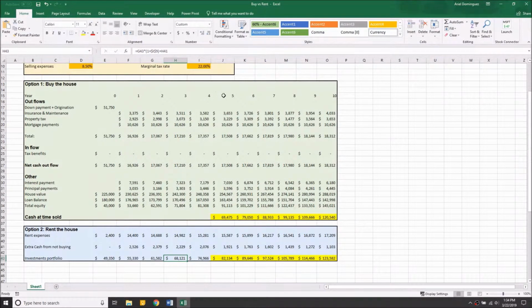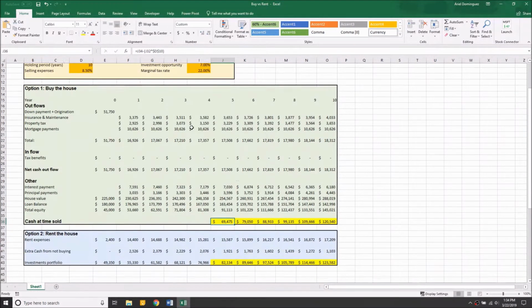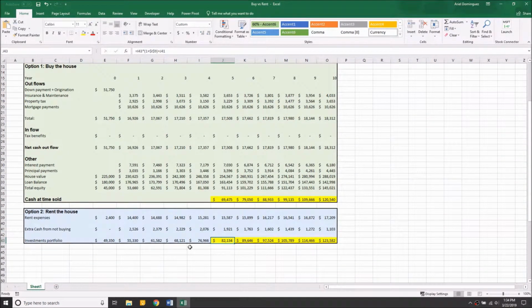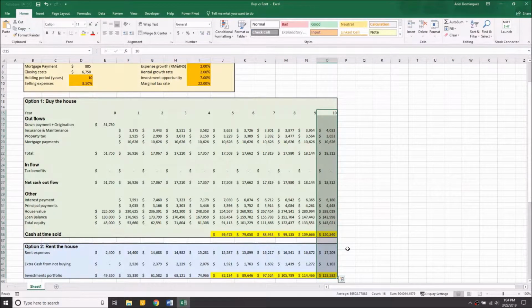And as you can see, by year 5, if you have this property and this renting scenario, you'll be better off renting this property than by purchasing the property. You'll have more money at the end of 5 years. And if you go to the 10th year mark, it's the same thing. You have more money as a renter than as a buyer.